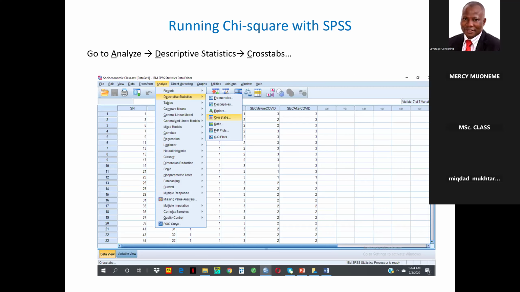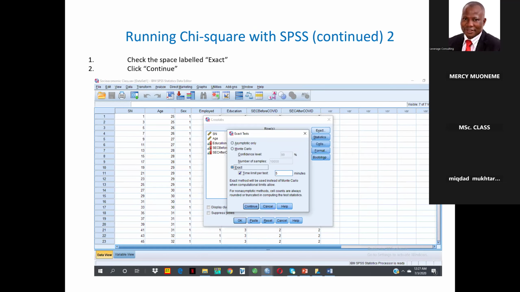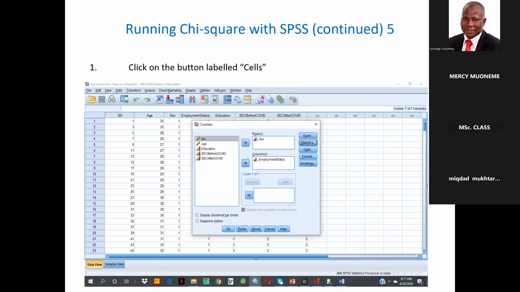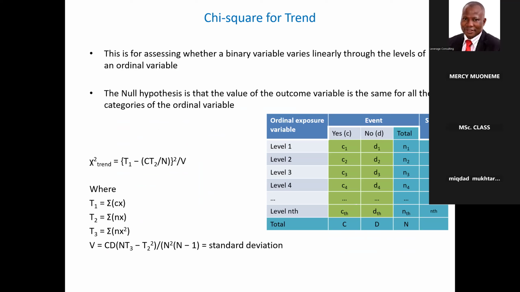The same thing applies to the steps in running it. Now let's talk about chi-square for trend.